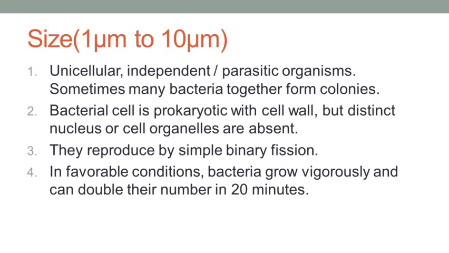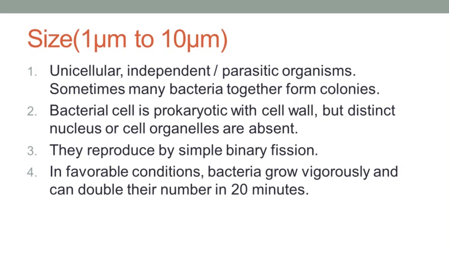Bacterial cell is prokaryotic with a cell wall. Prokaryotic means a cell without a proper nucleus, so in this bacterial cell a distinct nucleus or cell organelles are absent. That means no proper nucleus and cell organelles are present in the bacterial cell.